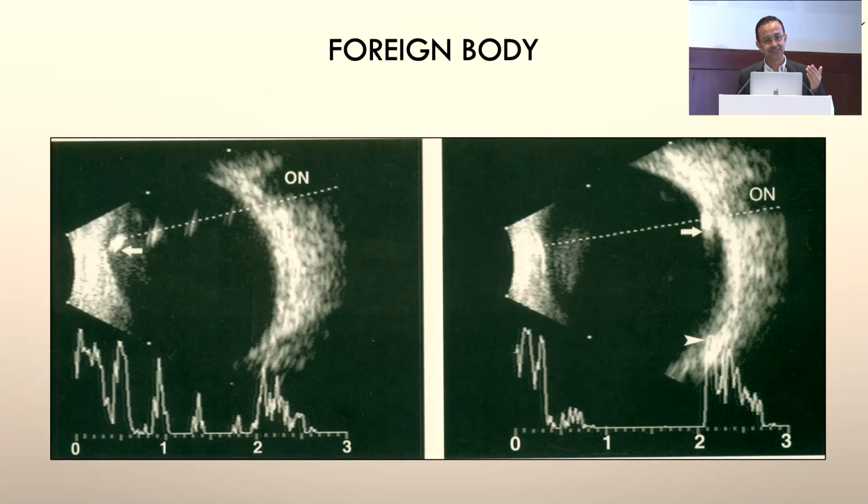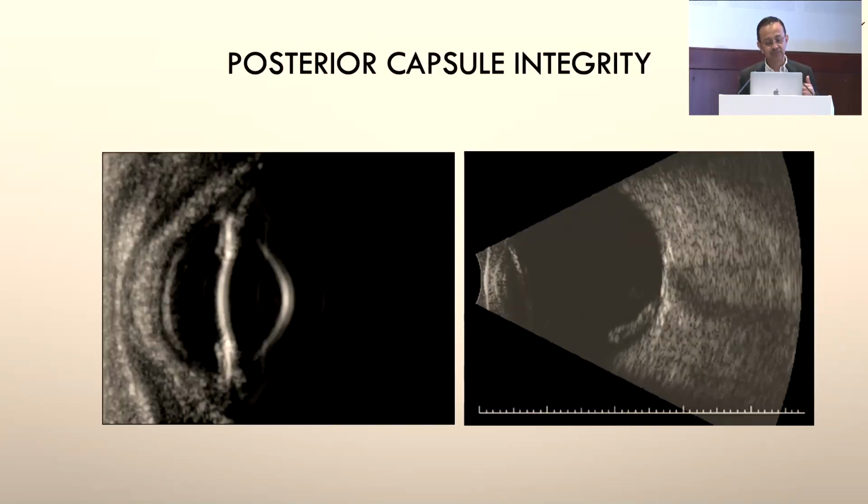Sometimes you will be surprised: even if the patient says it is a case of blunt injury, you would pick up a foreign body. B-scan can also give you the integrity of the posterior capsule, and that will help us in deciding the type of management, whether we need associated management of the lens or not.